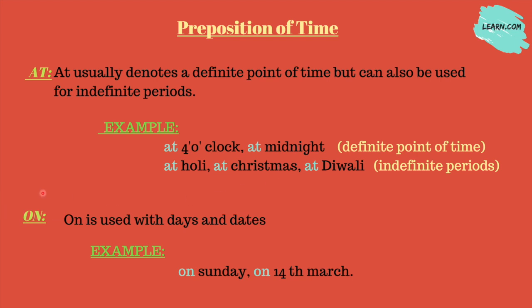Next one is on. On is used with days and dates. Very simple. When we have days or dates, then we use on. Like on Sunday, on Monday, on Tuesday, whenever the day is fixed or any date is fixed. On 14th March. Whenever days or dates are fixed, we use on.